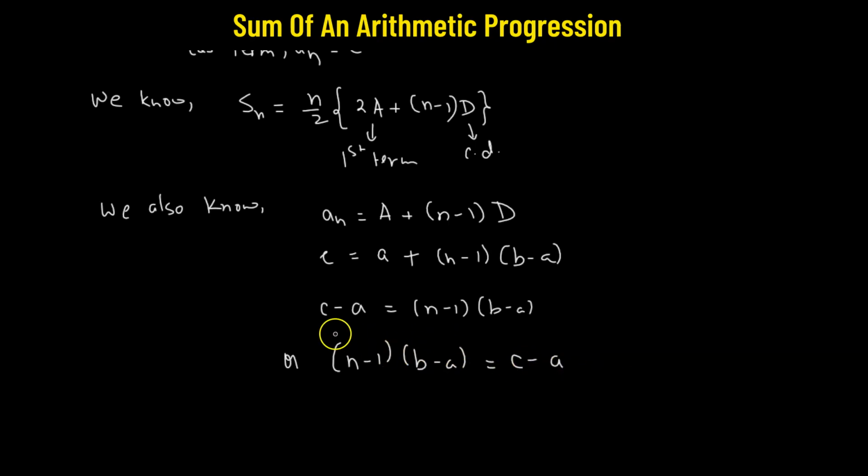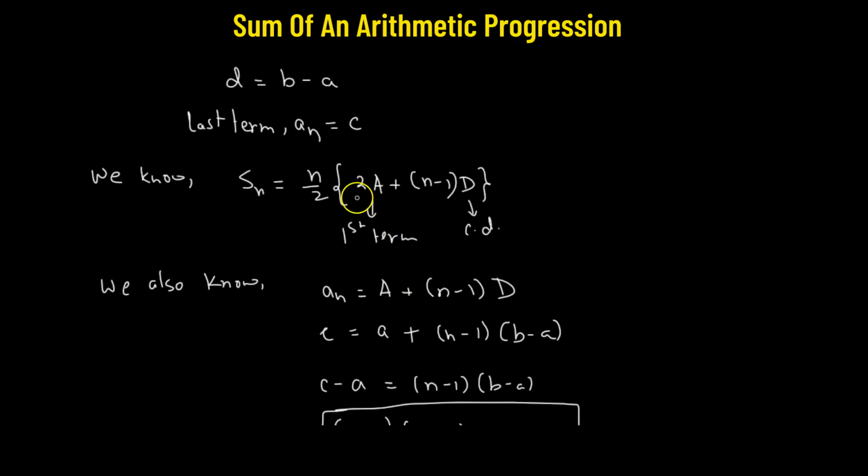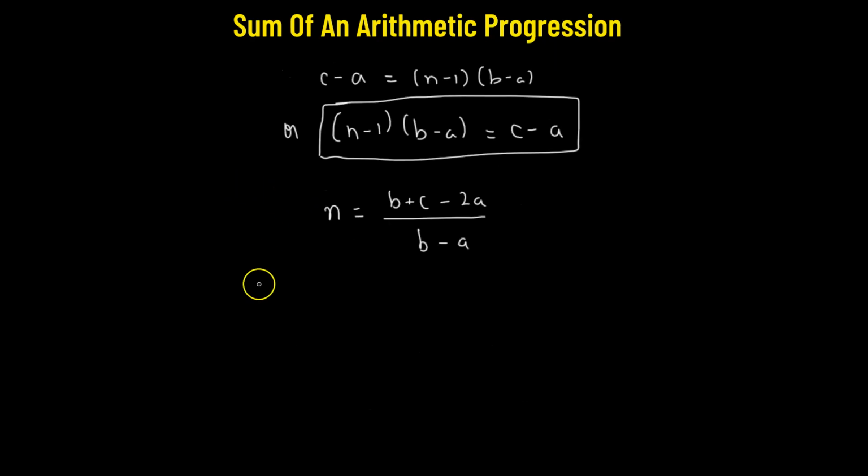We will be using this particular equation, but first we will go one more step and solve for n. So our n value will be equals to b plus c minus 2a divided by b minus a. So this is the value of our n. Now we'll be using this n value and replace it in the Sn. So our Sn, which is the sum to the n terms, will be equals to n over 2.